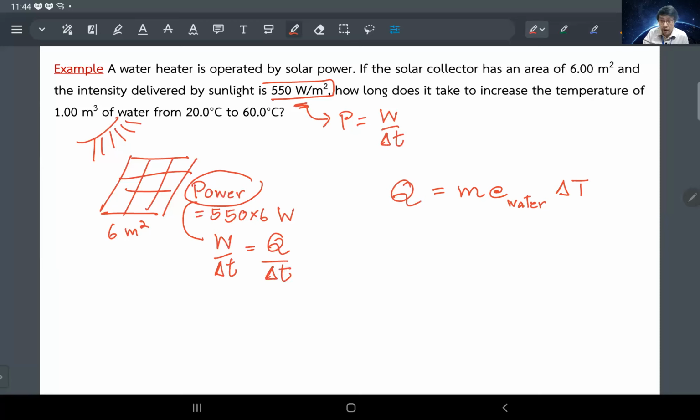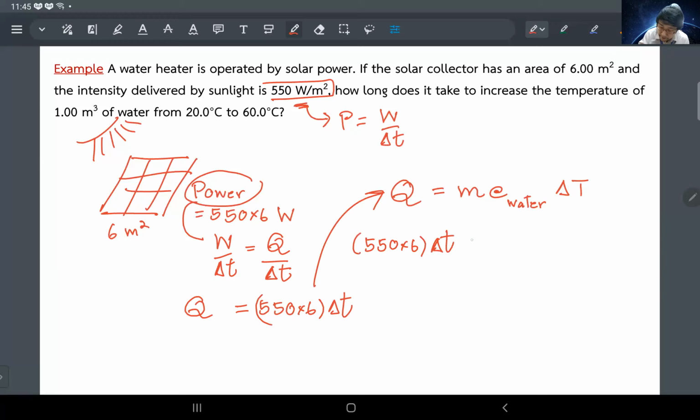You guys with me so far? All right, so that means the amount of energy you can transfer from the panel to the water is going to be 550 times 6 times delta T. So the time interval is already built into the Q. I can plug this into here. All right, let's give it a shot. So this is the energy received from the panel.